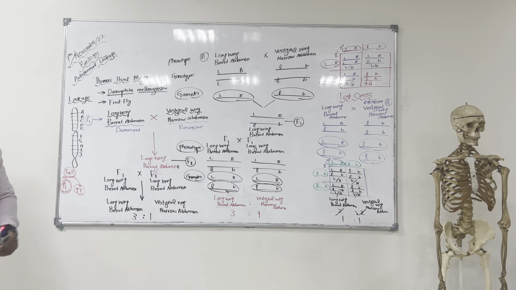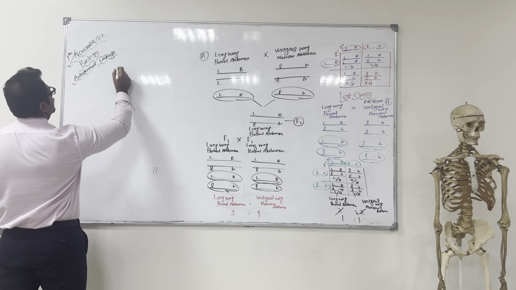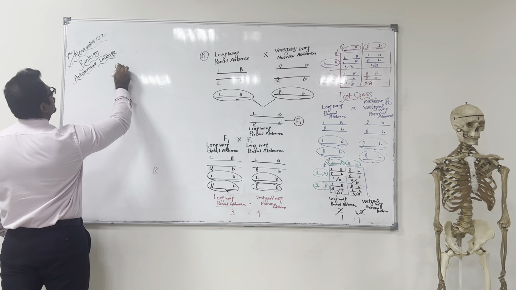Now, if the crossing over happens, then what will happen? Now, look here, boys. To observe crossing over, we cannot take this, because there will be no result of crossing over there since the alleles are exactly the same, homozygous. For observing crossing over, we have to take capital L, capital B, small l, small b.